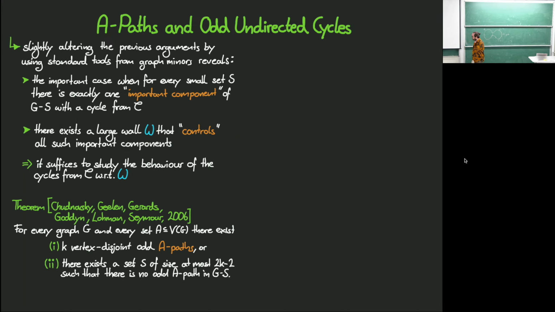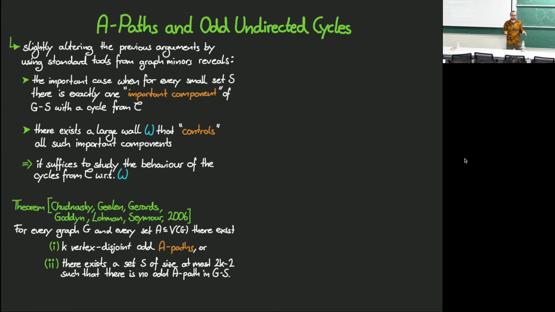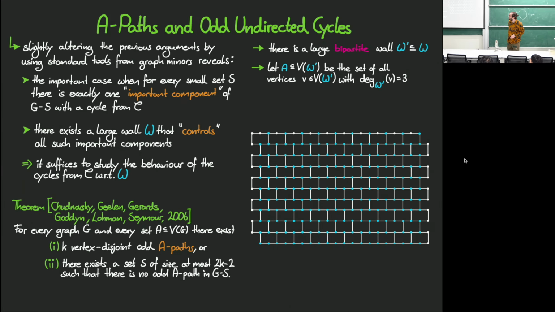So here's the so-called A-path theorem. And this is very nice. So this says, if I take any vertex set A and any integer k, then I can either find k vertex disjoint odd A-paths, odd means of odd length, or I find a very small set of vertices whose removal gets rid of all of the A-paths. And this allows me to extend what we had before for even cycles now also to odd cycles.